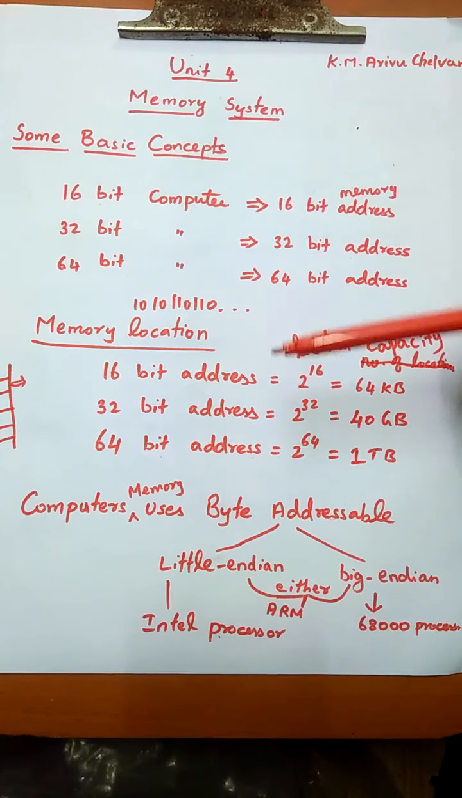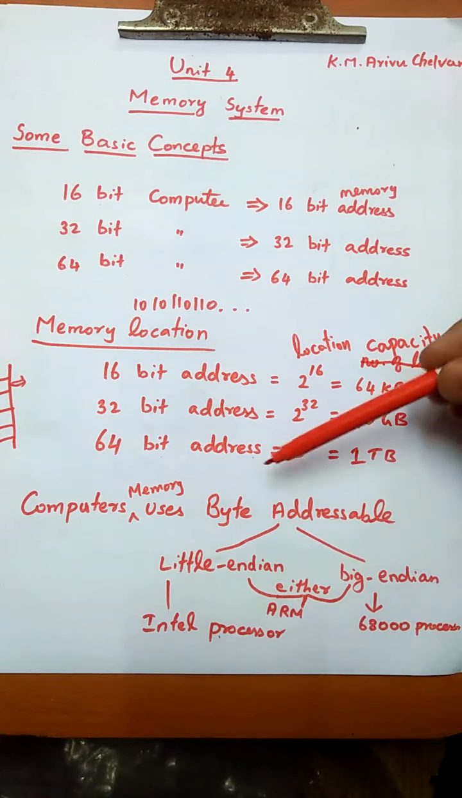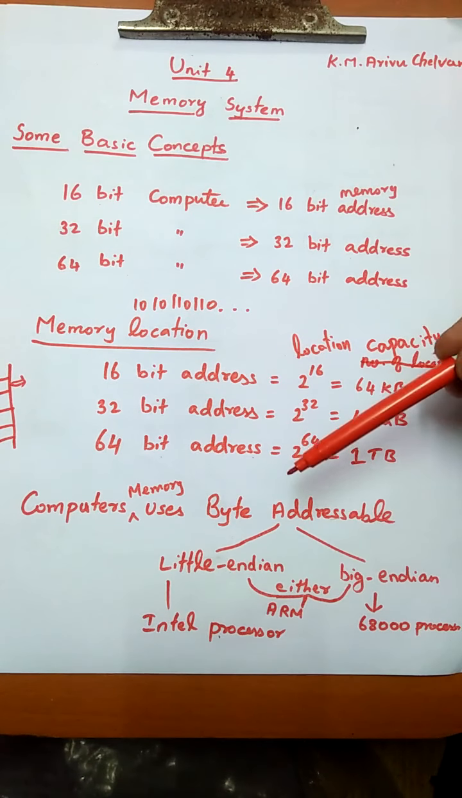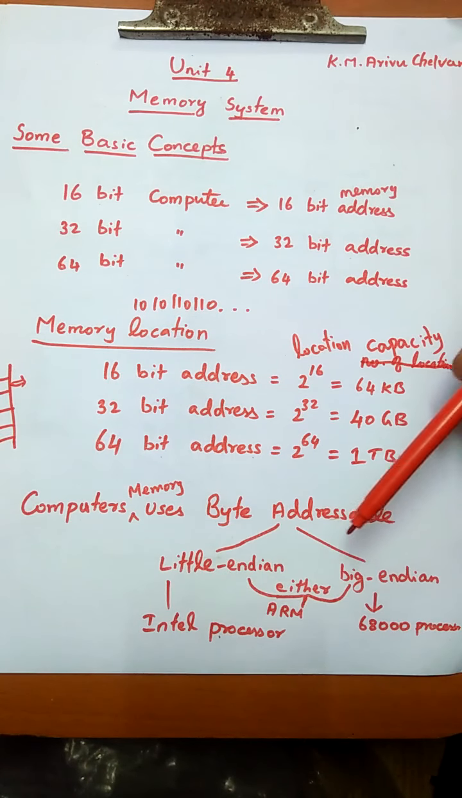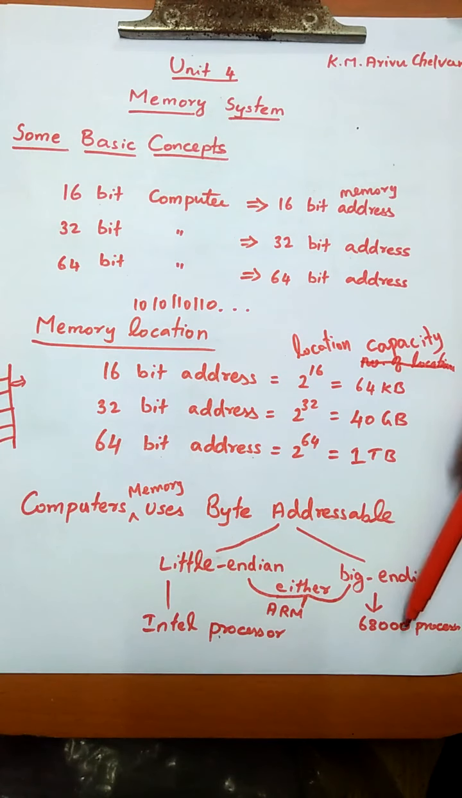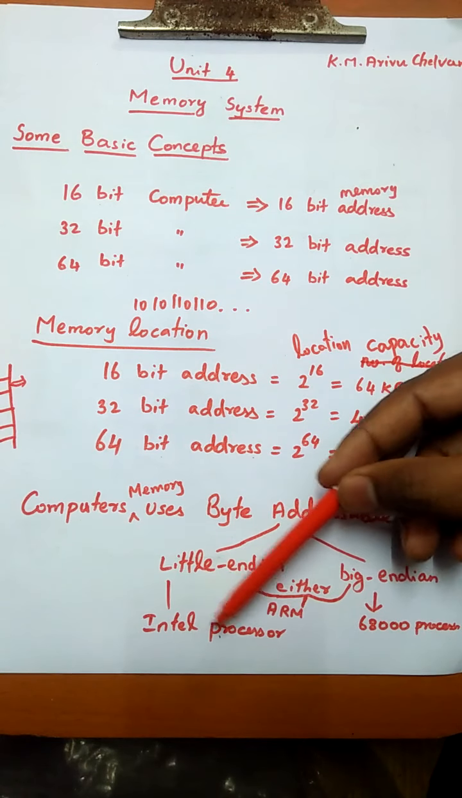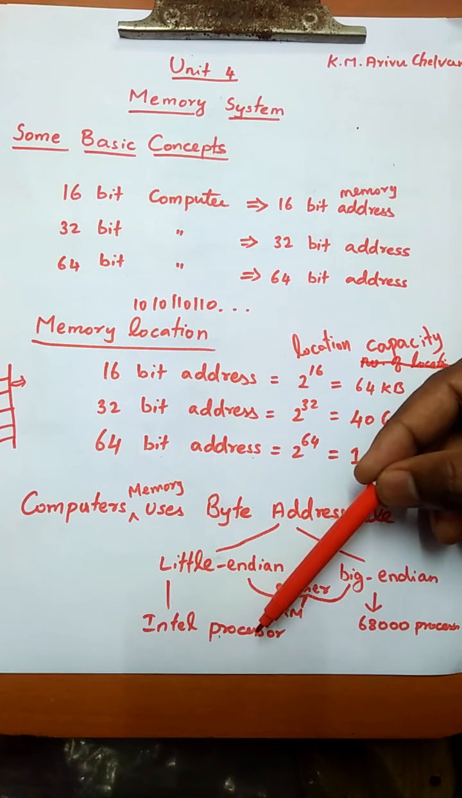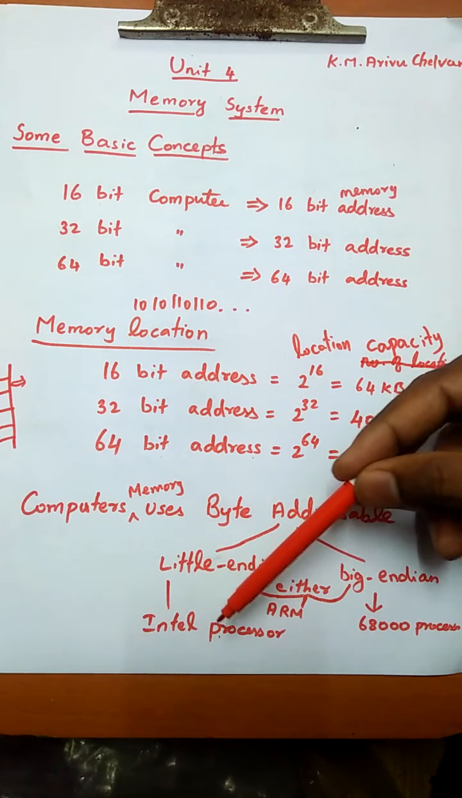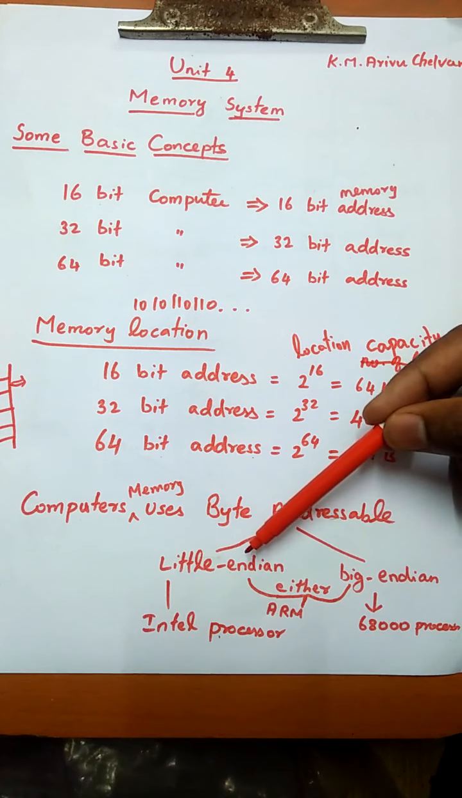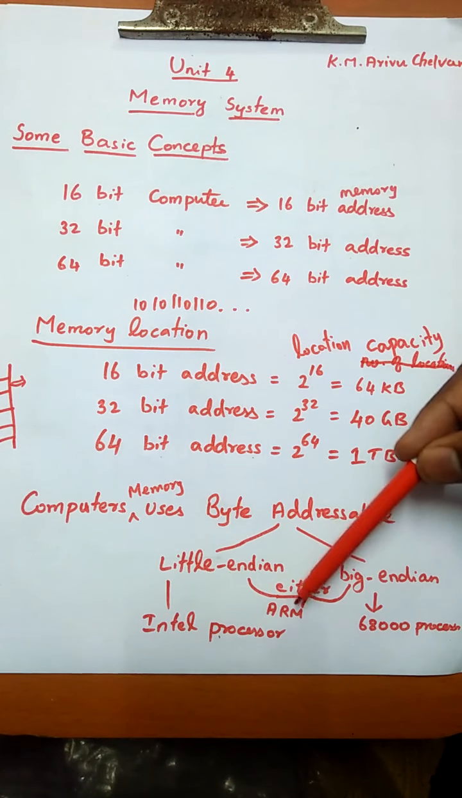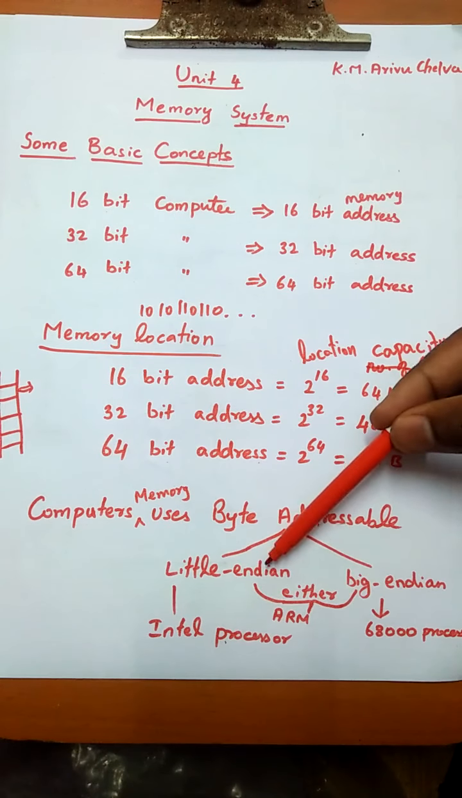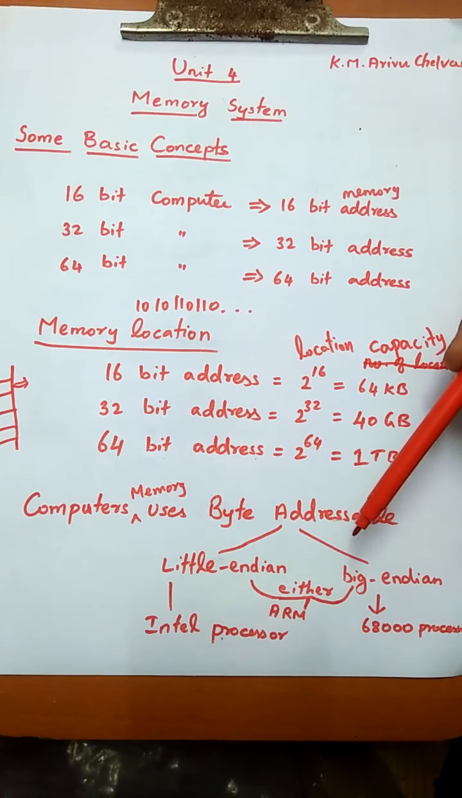One more important thing is that computer memory uses byte addressability. Byte addressability means we have two representations: one is little endian, another one is big endian. The big endian format is used by the Motorola 68000 processor, and little endian is used by all Intel processors. Since we mostly use Intel processors, the format we are going to use in our processors is little endian. We have another architecture called ARM architecture, which uses either little endian or big endian format.